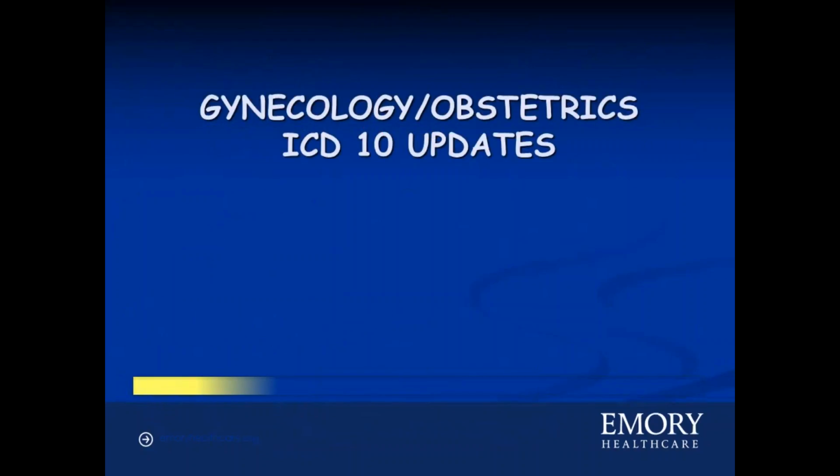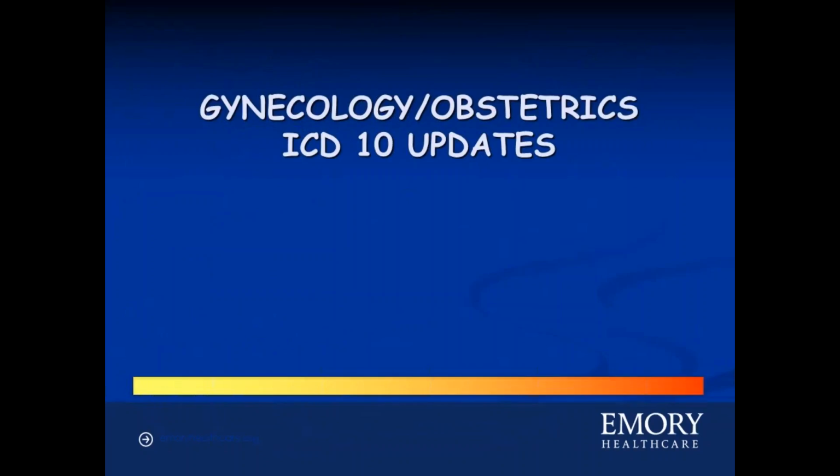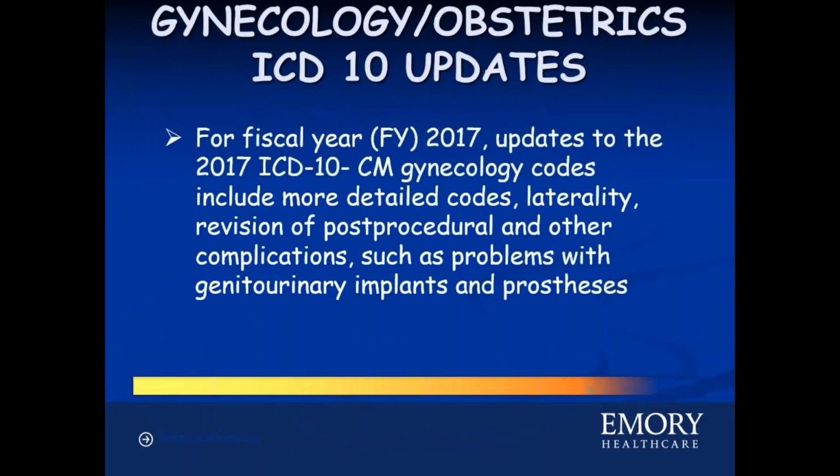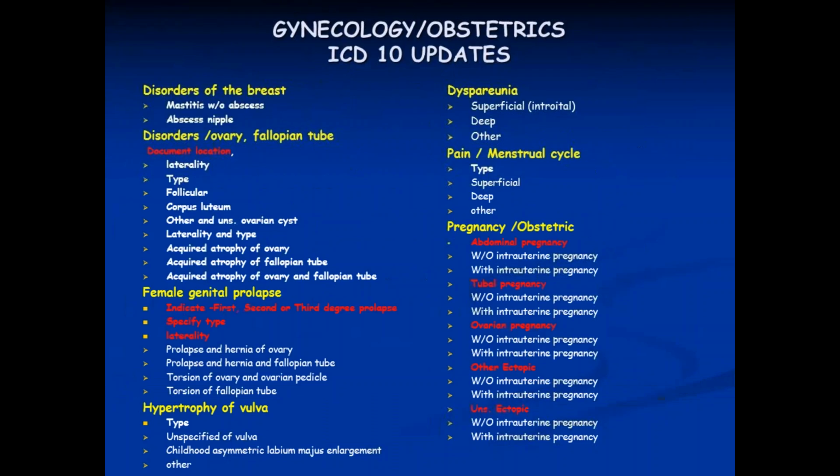Okay, so now I'm moving into the GYN/OB. And we do have a lot of updates there as well. Updates to the 2017 ICD-10 GYN codes include more detailed codes, laterality, revision of post-procedural codes. So you're going to see some of the same things that Jenna was saying, like what happens after surgery. If this is a hemorrhage, hematoma, what? And then it also deals with transplants.